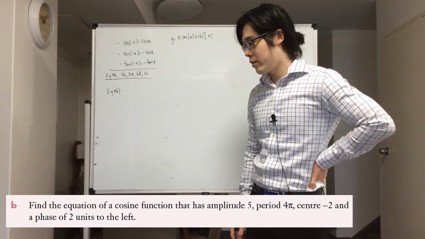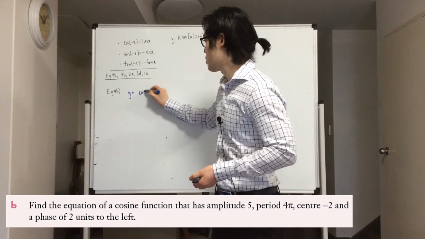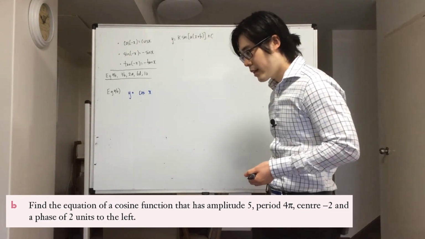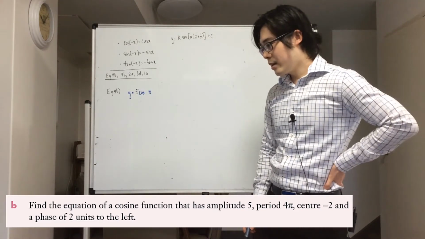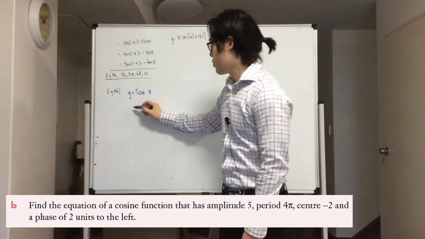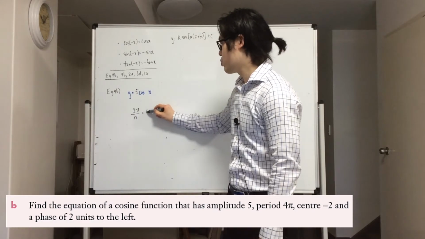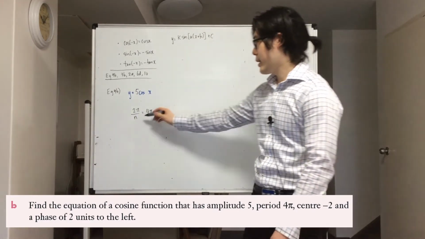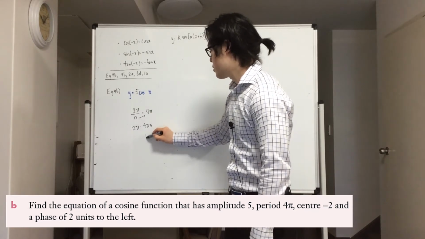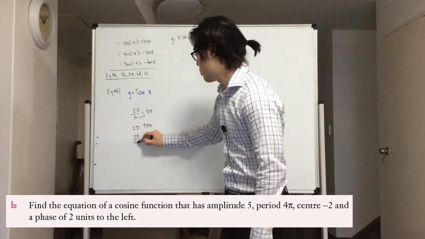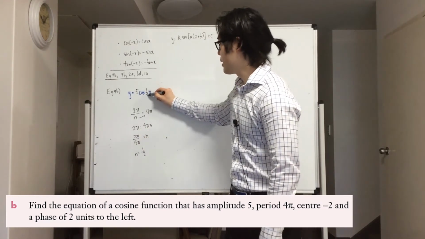So find the equation of a cosine function. So it says cosine function, so I'm going to start off by writing y equals cos x, like that. It has an amplitude of 5, so that means the number 5 is in front. Period is 4 pi, so remember the formula for period is 2 pi over n, so they're saying the period is 4 pi. So let's figure out what n is. If I multiply that over, that's 4 pi n, so n is equal to 2 pi over 4 pi, so n is equal to a half. So that's basically the number I'm going to put in here.